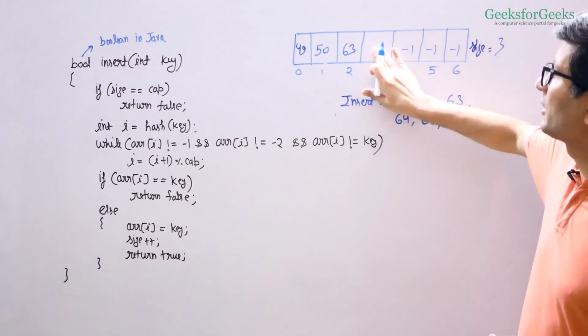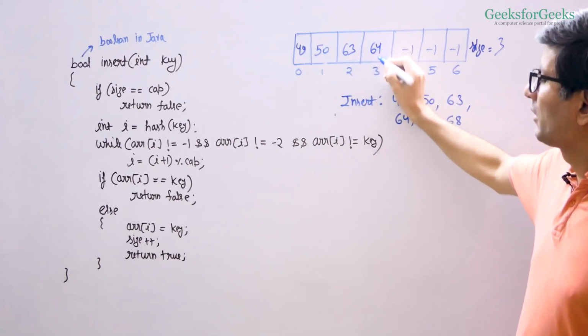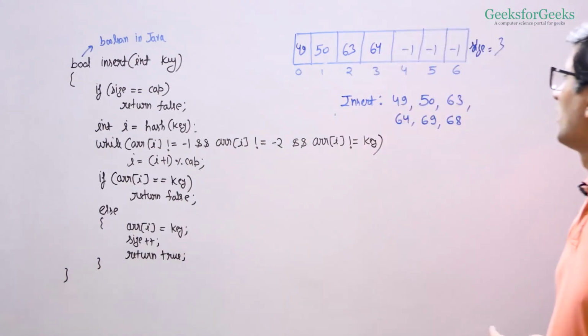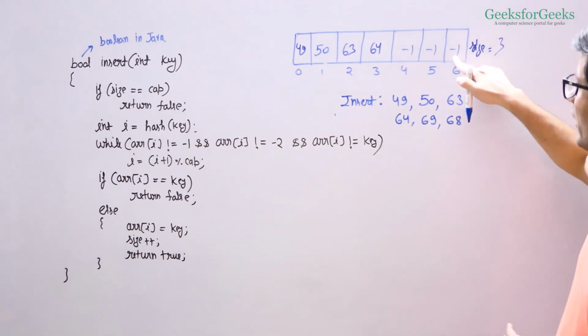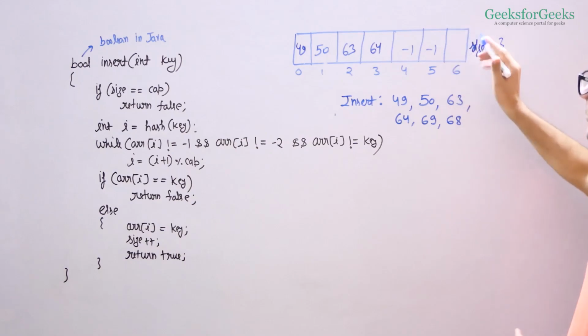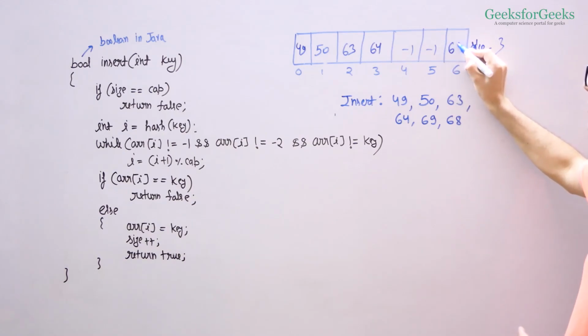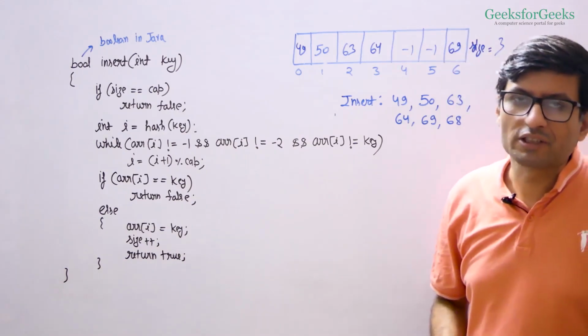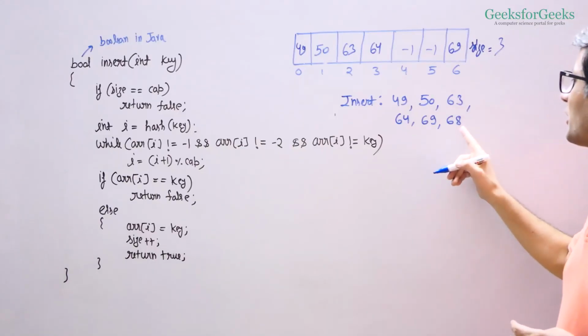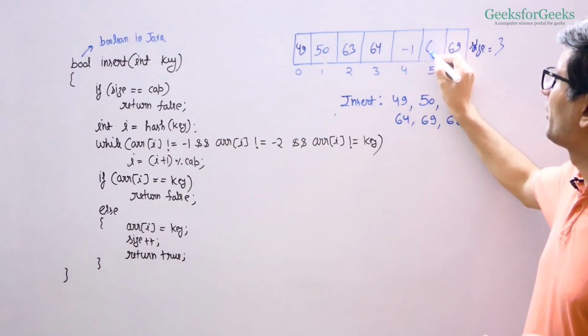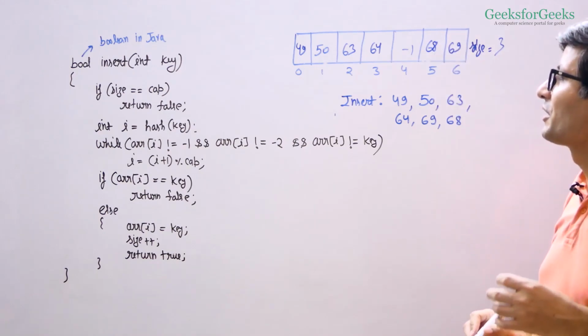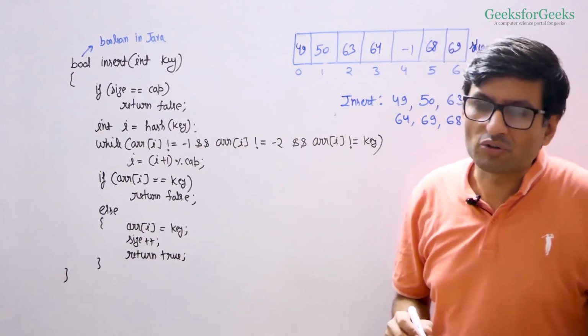So you will insert 64 here, right? You will fall into this case. Now 69. 69, you will directly come here and you will insert, because 69 modulo 7 is 6. Now 68. 68, you will directly come here and insert 68. Now suppose you were trying to insert 63, which is already present.